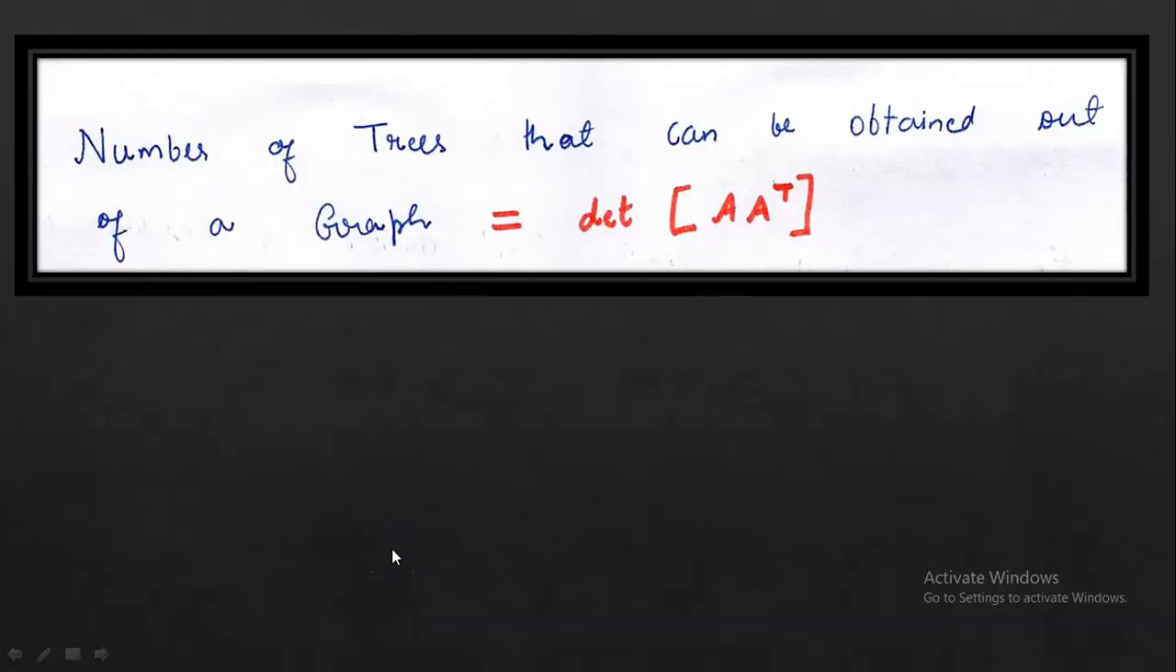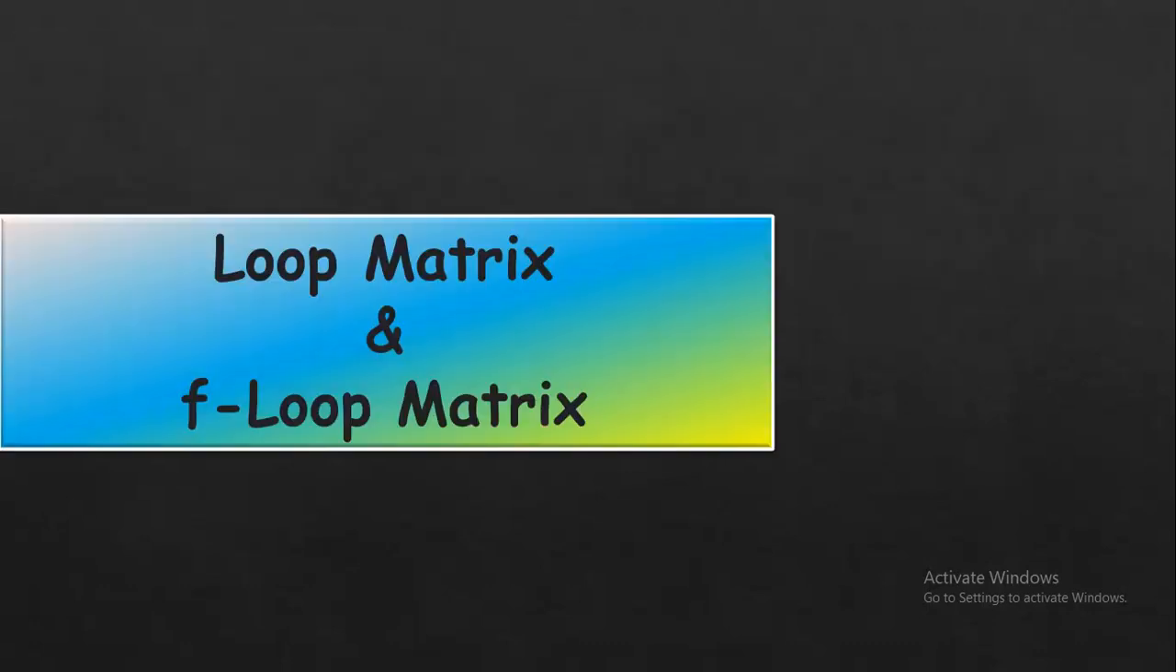Now you remember this simple formula. It will be useful in some numericals. The number of trees that can be obtained out of a graph is equal to the determinant of A into A transpose, where A is the reduced incidence matrix. Now we move on to loop matrix and F loop matrix.